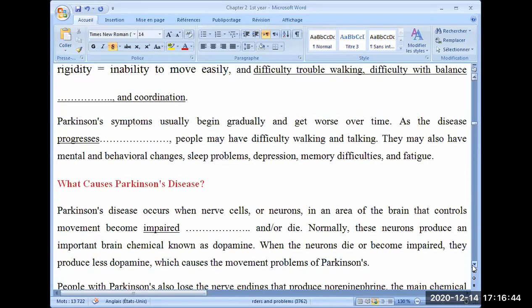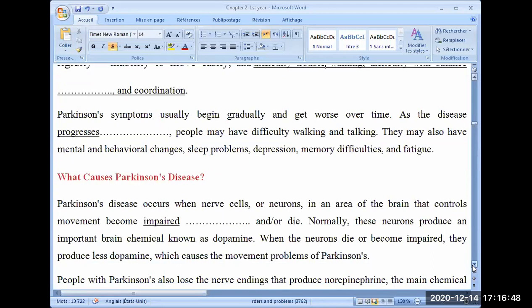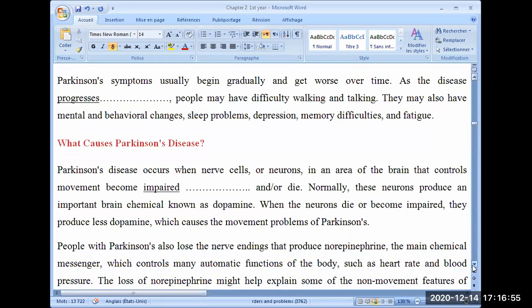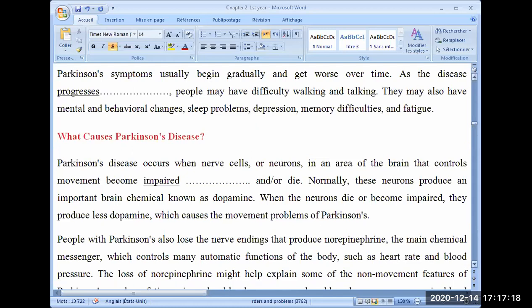Now, Parkinson's disease occurs when nerve cells or neurons in an area of the brain that controls movement become impaired and or die. I saw the verb advance. You can use the verb advance: the disease advances. Here the area of the brain that controls becomes impaired, dysfunctional. Impaired doesn't mean disabled, but it means dysfunctional. Inactive, why not? But not disabled or handicapped. Maybe inactive, dysfunctional.